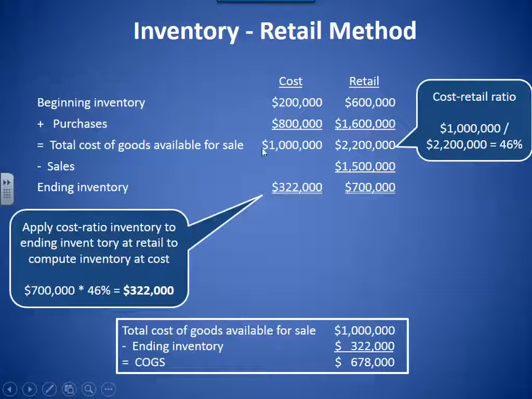If I now want to derive my cost of goods sold, I take my total cost of goods available for sale, which is $1 million at cost. I subtract out my ending inventory of $322,000, and my cost of goods sold should be $678,000. And there are a couple of other ways to calculate retail inventory, but this is probably the most common and most straightforward calculation.